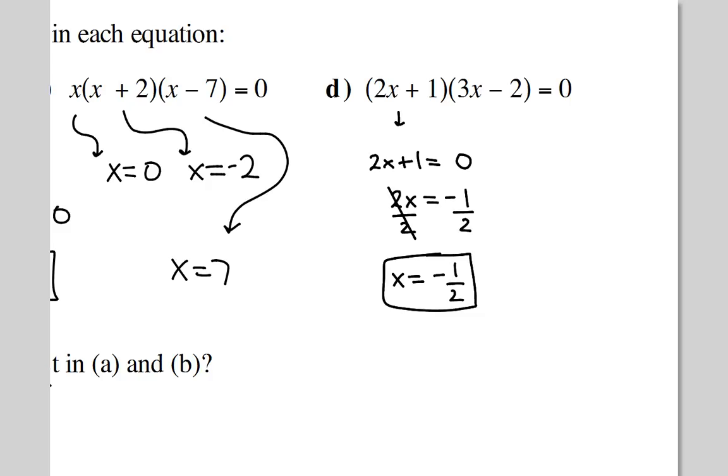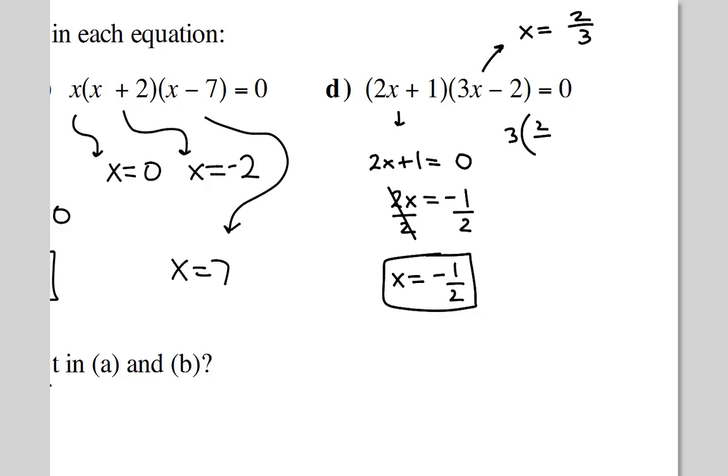Use your hand or your finger and cover up that 2. What would the answer be for that first term? Negative 1, right? Just like before, it's easy. What's the opposite of positive 1? It's negative 1. Move your hand away, and how do you get rid of a 2? Just divide it out. Okay, so let's try this one. Cover up the 3. What's the opposite of negative 2? Positive 2. How do you get rid of a 3? Divide it out. So for this next one, it's going to be x equals 2/3.